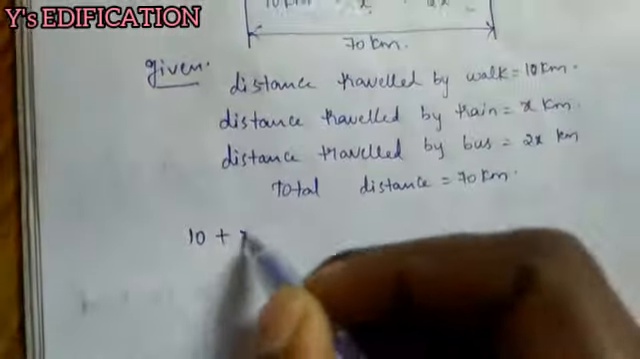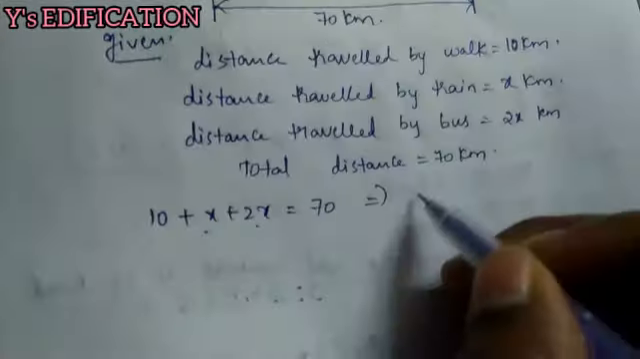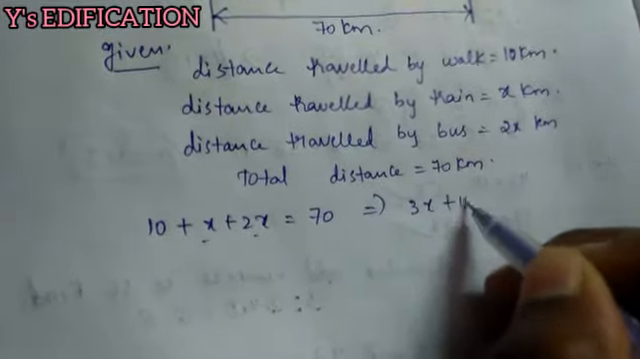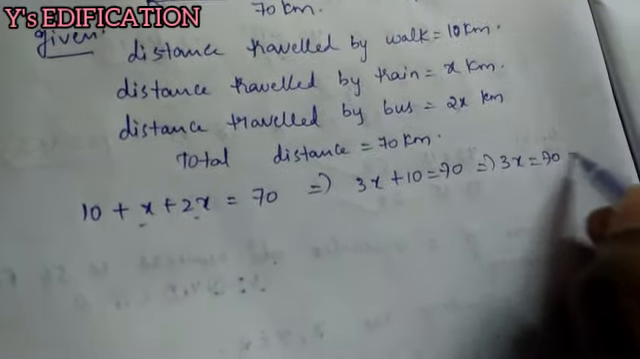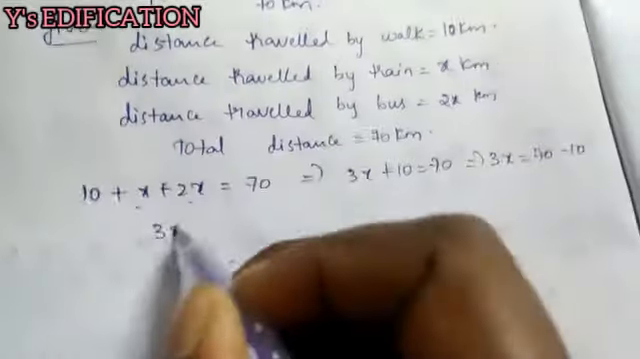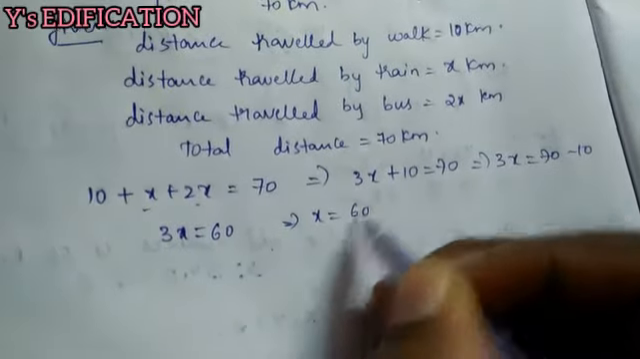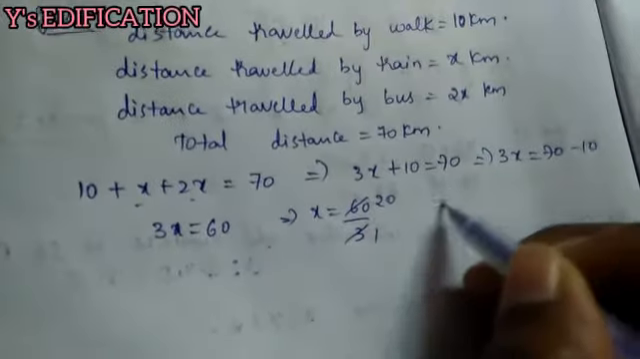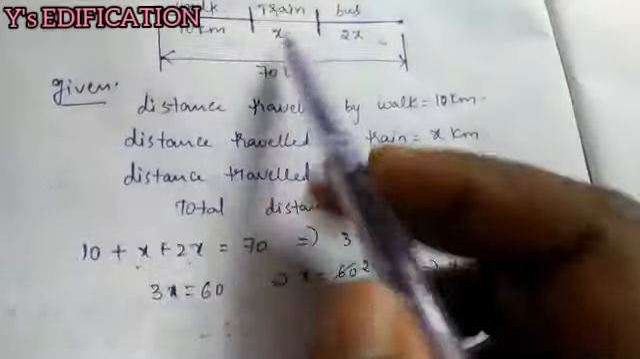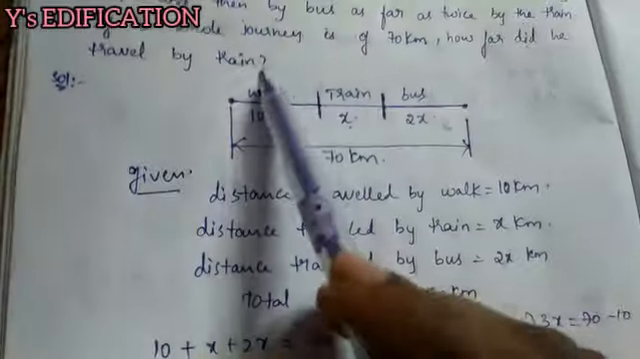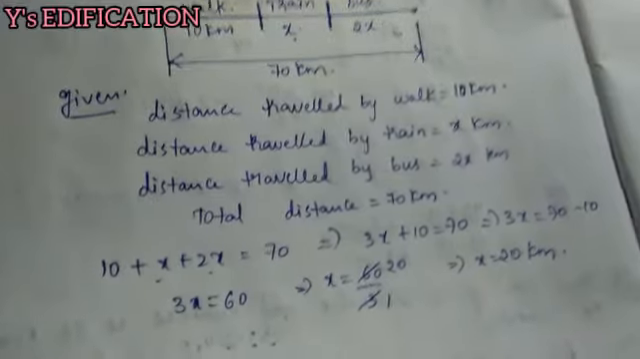That means 10 plus x plus 2x is equal to 70. What is x plus 2x? 3x plus 10 is equal to 70. Send this 10 to the RHS side. 3x is equal to 70 minus 10, which is 60. So we want the x value. 60 by 3, 3 into 20. So what is the x value? 20 kilometers. We want the train distance. How far did he travel by train? Train distance is x and he traveled 20 kilometers by train.